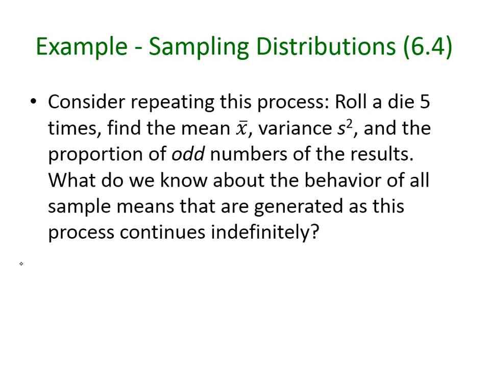Consider repeating this process. We roll a dice 5 times. You find the mean, and you find the variance, and the proportion of odd numbers of those results. What do we know about the behavior of all the sample means that are generated as this process continues indefinitely?